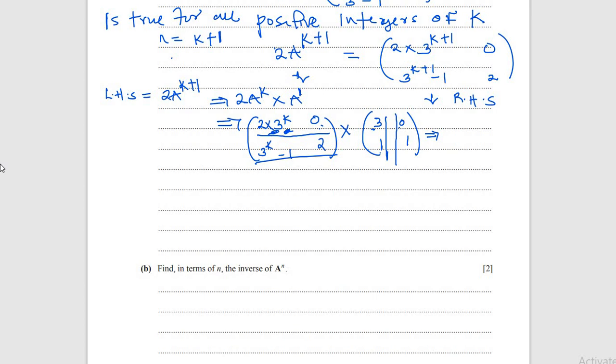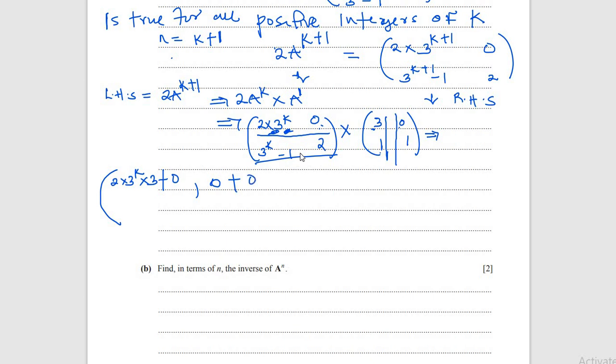The result of multiplication, let me put it there. The first row multiplied by the first column: that's 2 times 3 raised to the power k, multiplied by 3. 0 times 1, that's 0. The first row, second column, that's 0 plus 0.